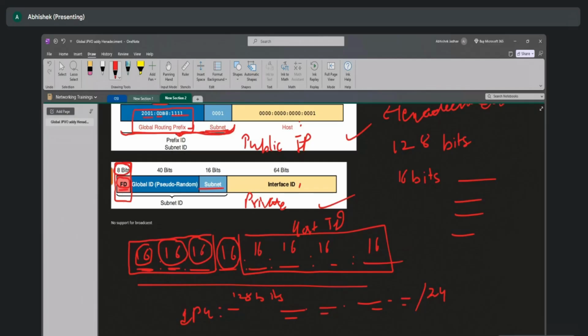And this private IP prefix is appended to the same thing here. So if you see from this 16, the 8 bits are reserved for this FD, and the remaining 8 bits and the remaining 16 and 16 bits are for the global ID. That's the pseudo-random value. And then the subnet and the interface ID remain the same, right?